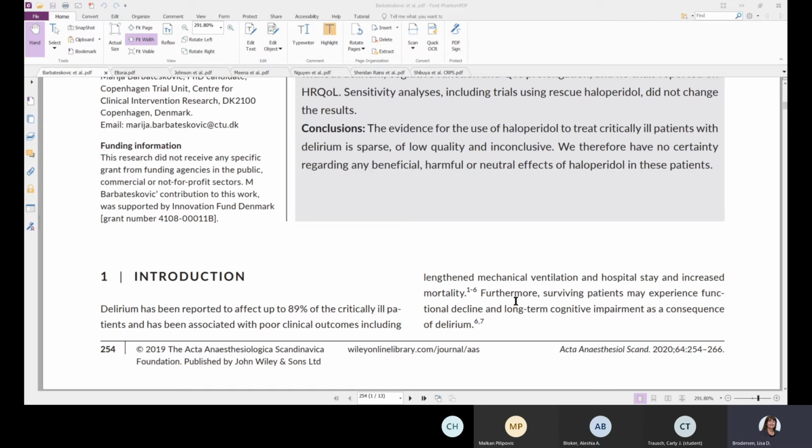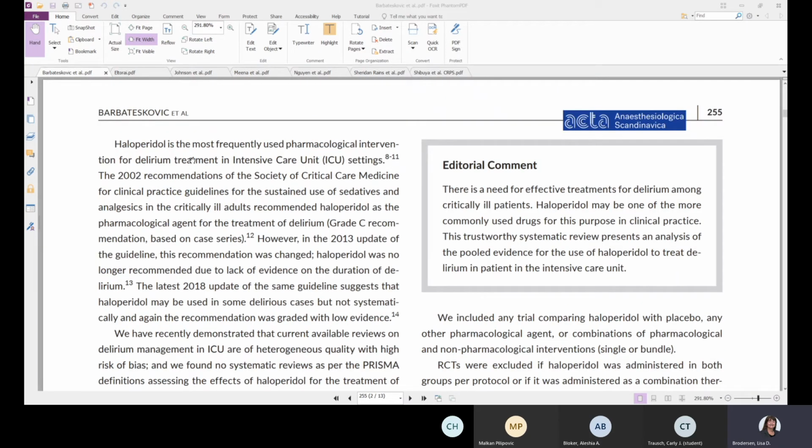Okay, and then they follow that by saying that patients may experience functional decline. So they give you consequences of the problem and long-term cognitive impairment as a consequence of delirium. Then they cite sources 6 and 7. And you should be able to go to the reference list and see what those sources are that they cited for that problem. And then they move into their solution that they were testing, which is haloperidol.